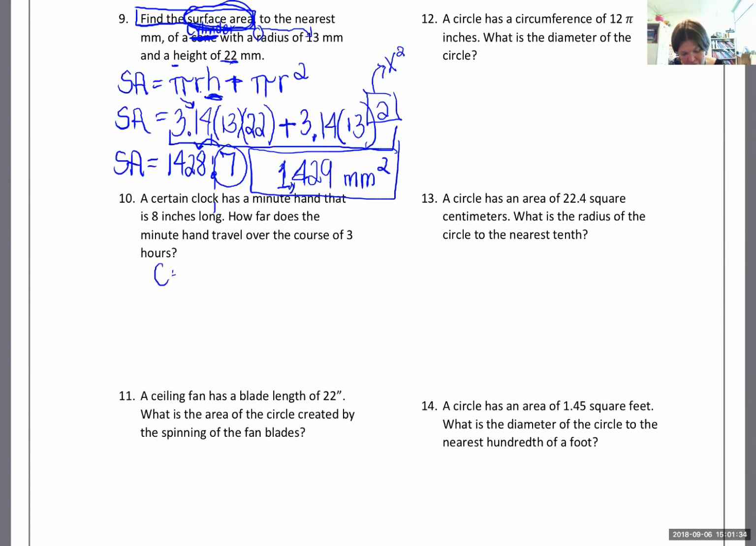Now let's draw what a minute hand looks like. Does a minute hand go from the center of the clock to the outside edge, or does the minute hand go all the way across? It's a radius. It's halfway there. It goes from the middle to the edge. Exactly. A minute hand would only go halfway across. So we really have to realize that this minute hand is the same thing as a radius. It's 8 inches long. So I'm going to use the C equals 2 pi r formula, the one with radius in it.